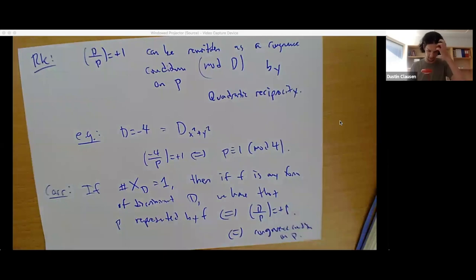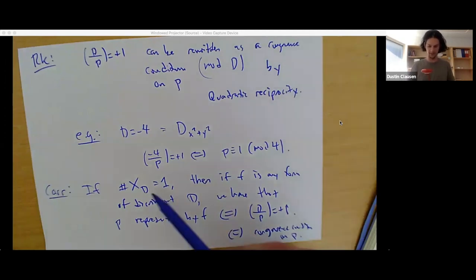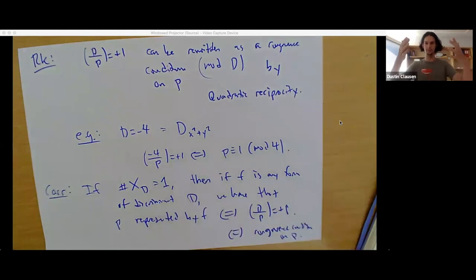Why? Well, we know that this condition in general is equivalent to saying you're represented by some form of discriminant D, but when the size of this set is equal to one, that means any two forms of discriminant D are equivalent to each other. And equivalent forms always represent the same set of integers, because you can get back and forth by just doing linear transformations in the variables. So if it's represented by some form, it has to be represented by F.